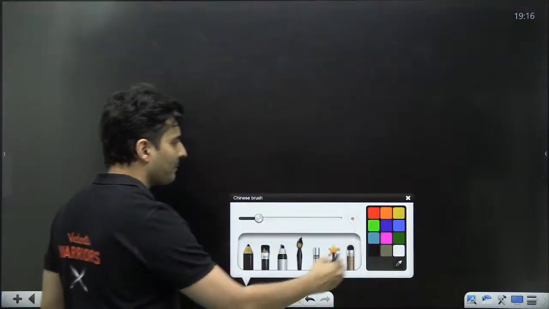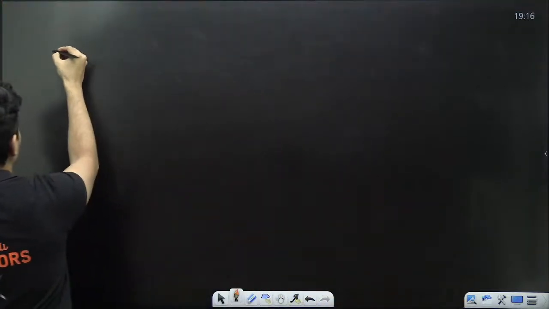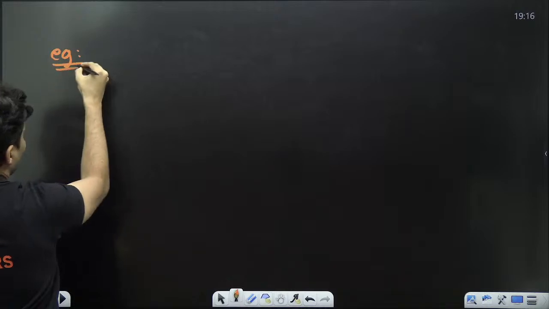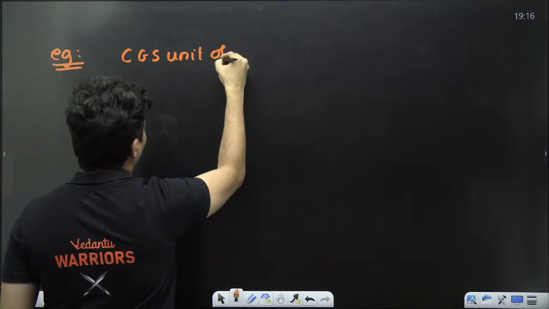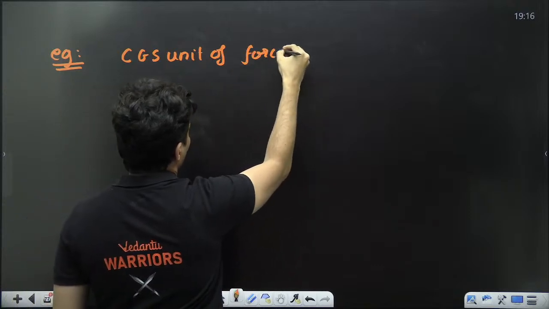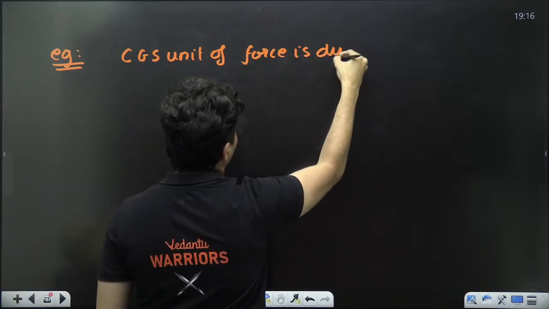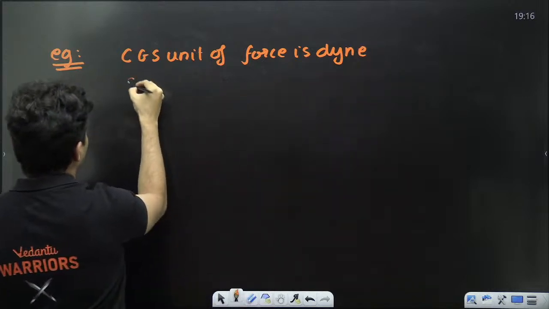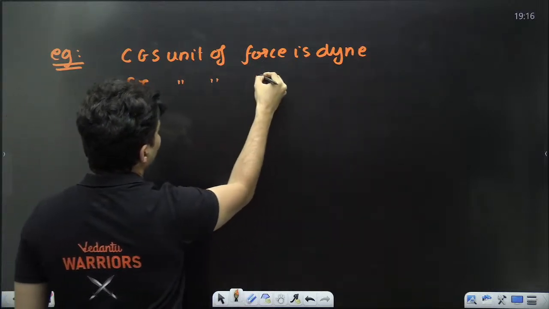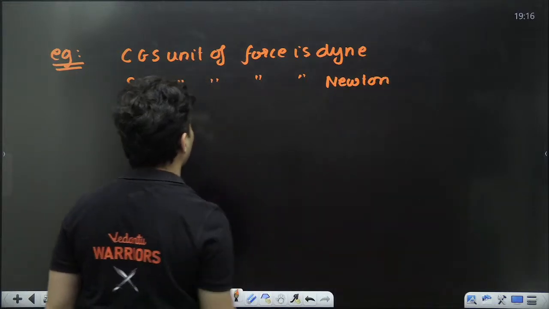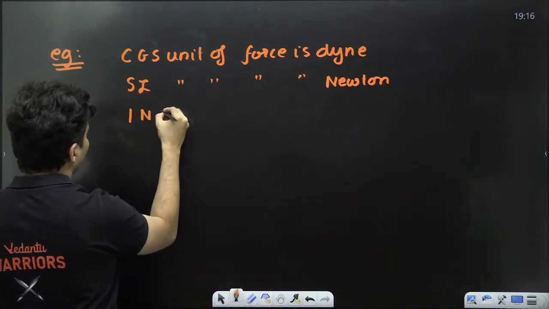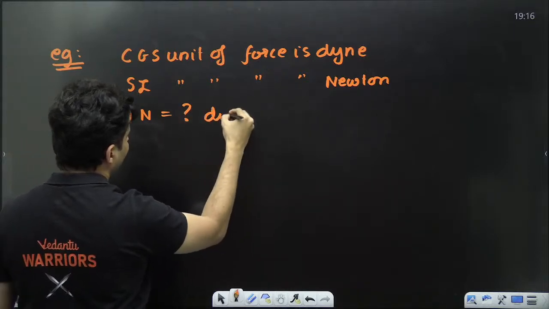So for example, the CGS unit of force is dyne, whereas the SI unit of force is Newton. So 1 Newton is how many dynes?